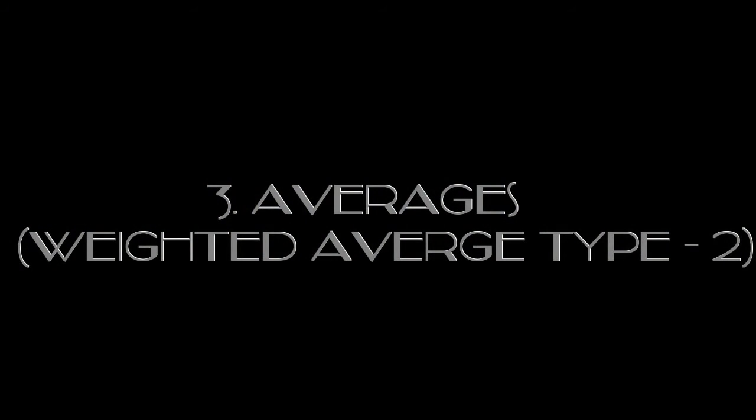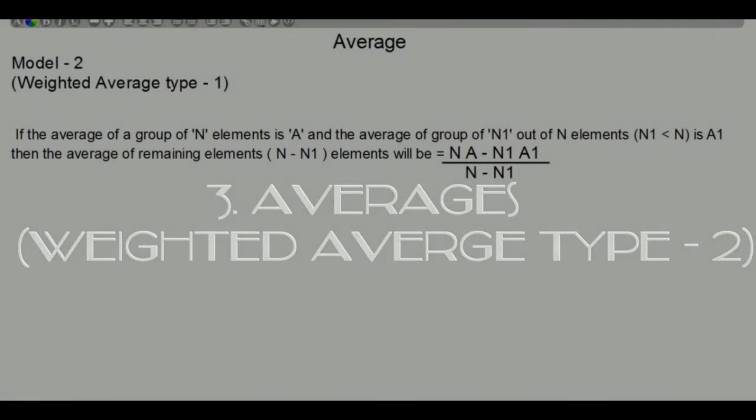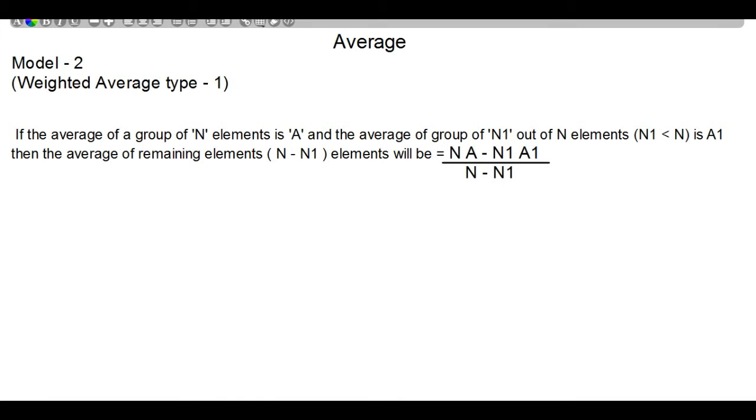Let us now understand the third model from average, where we are supposed to find out the average of a smaller group out of a given larger group. The point here is, if the average of a group of n elements is A and the average of a group of n1 elements out of n elements is A1, then the average of the remaining n minus n1 elements will be (n into A minus n1A1) divided by (n minus n1).